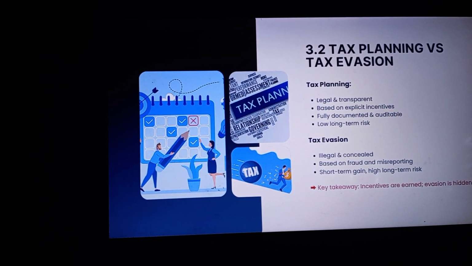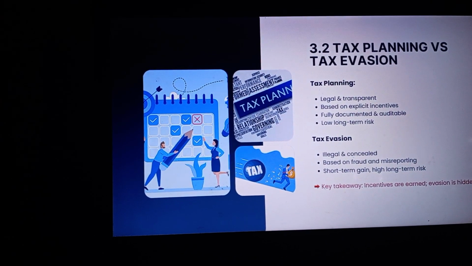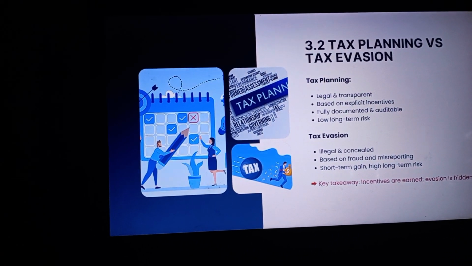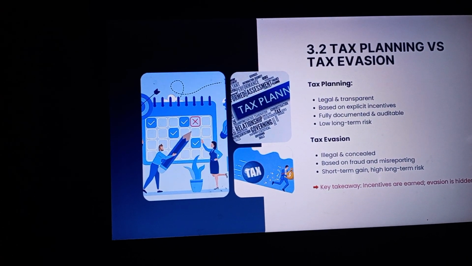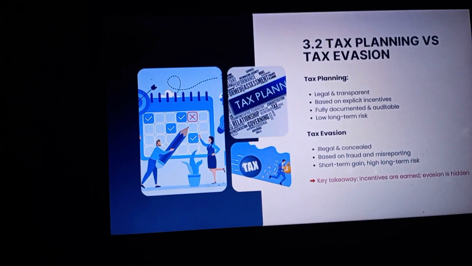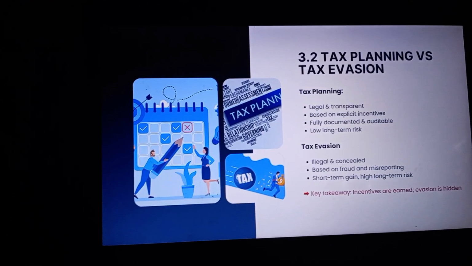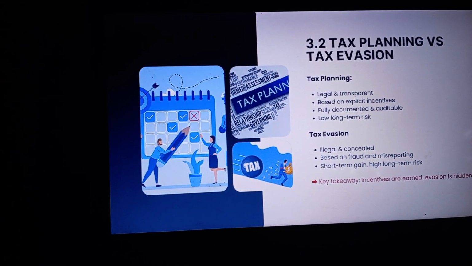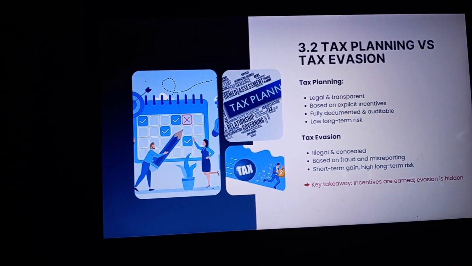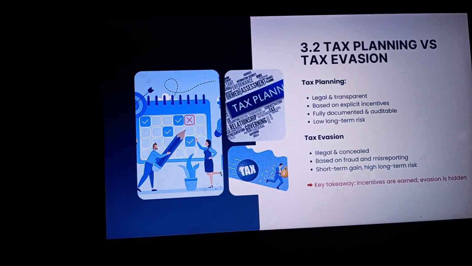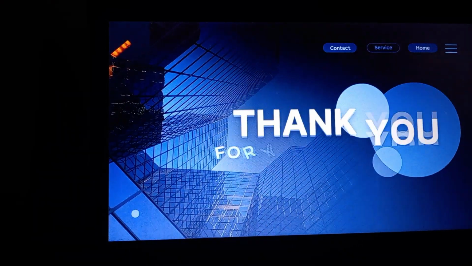Next is tax planning versus tax evasion. Tax planning is legal and transparent, based on explicit incentives, fully documented and auditable, with low long-term risk. Tax evasion is illegal and concealed, based on fraud and misreporting, with short-term gain and high long-term risk. Key takeaway: incentives are earned, evasion is hidden. Thank you for listening.